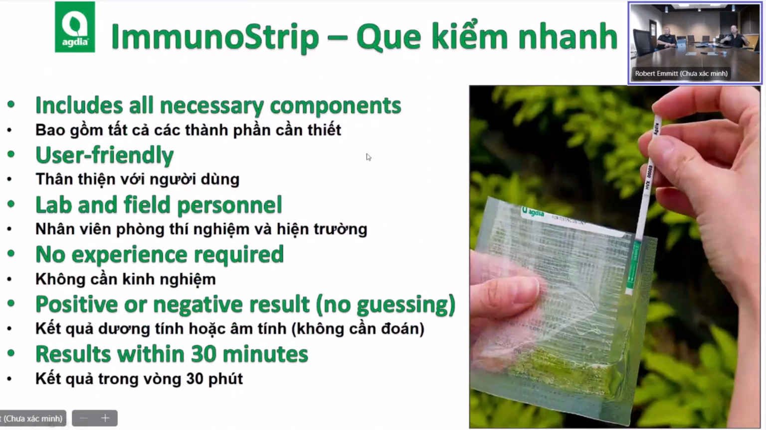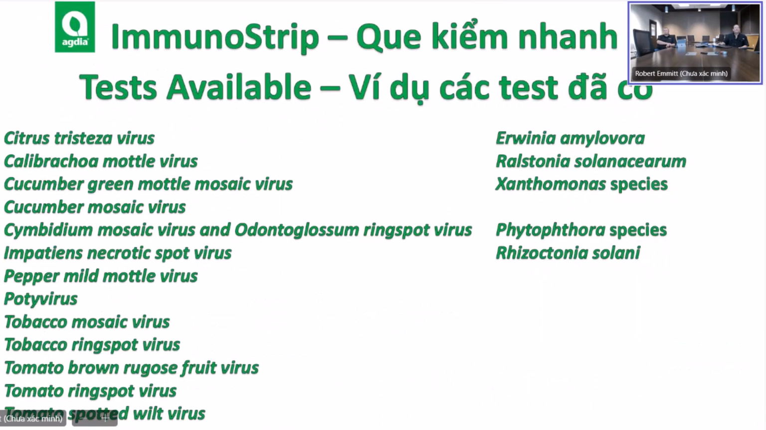So focusing on the Immunostrip, it includes all the necessary components. So everything you need comes with that. It's user-friendly, can be used by lab and field personnel. No experience is required. It will give you a positive or negative result. So no guessing, it's just either positive or negative, and you typically get results within 30 minutes. And this is a list of the Immunostrips that we have available for a lot of the pathogens that you had listed that were of importance to the rest of the people involved here.